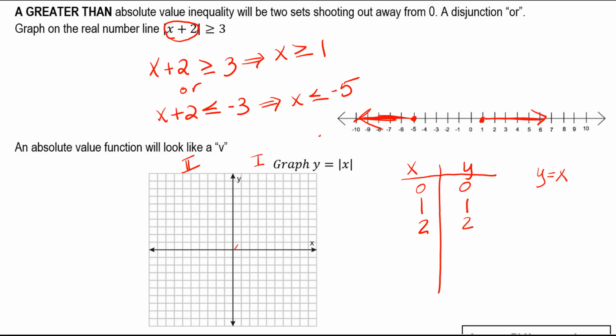Which is this line here. Okay? But when you get to the left side of the y-axis, when you start putting in negative values, well, you get positive values. So the absolute value of negative 1 is positive 1. So negative 1, positive 1. Absolute value of negative 2 is positive 2. So there you go. And now this graph is looking kind of like the mirror image of the one on the right across the y-axis.